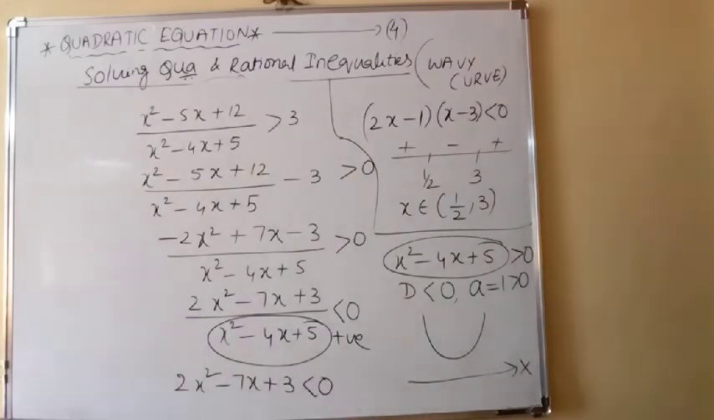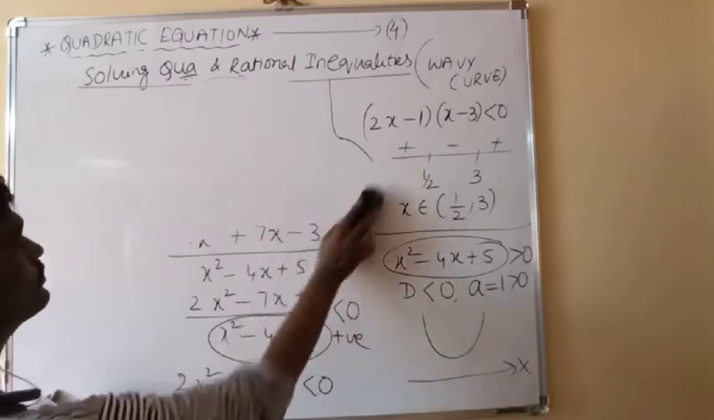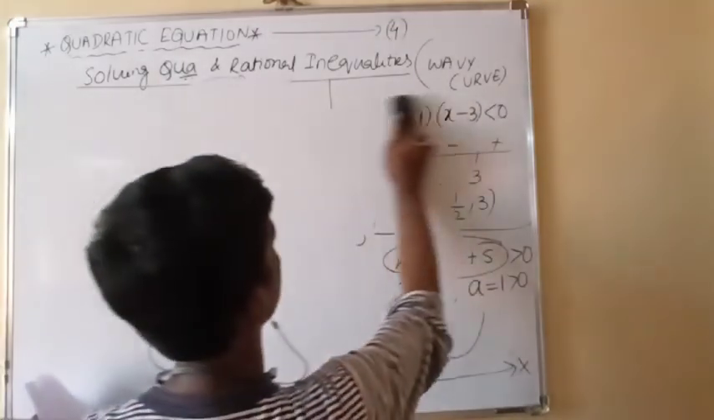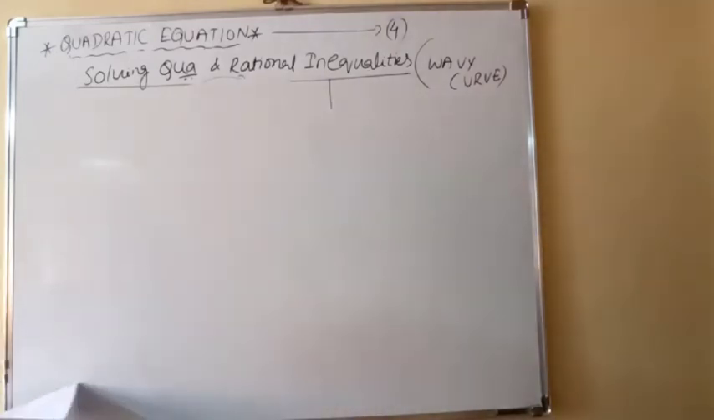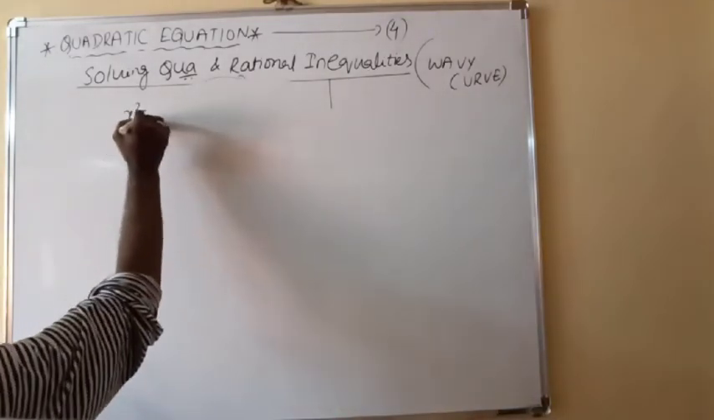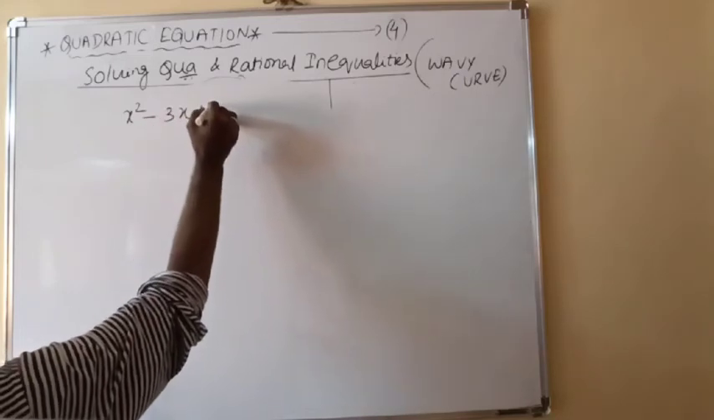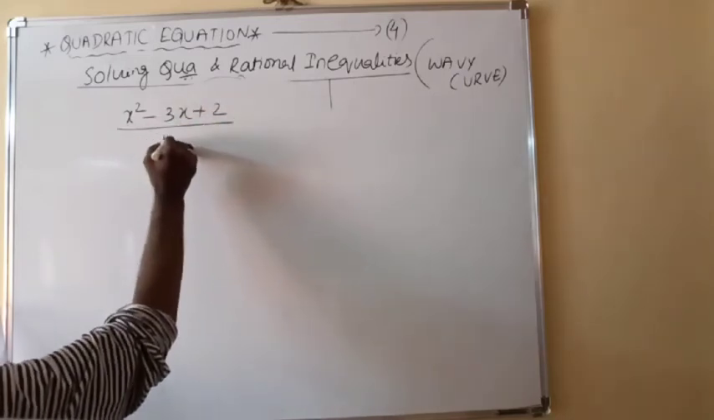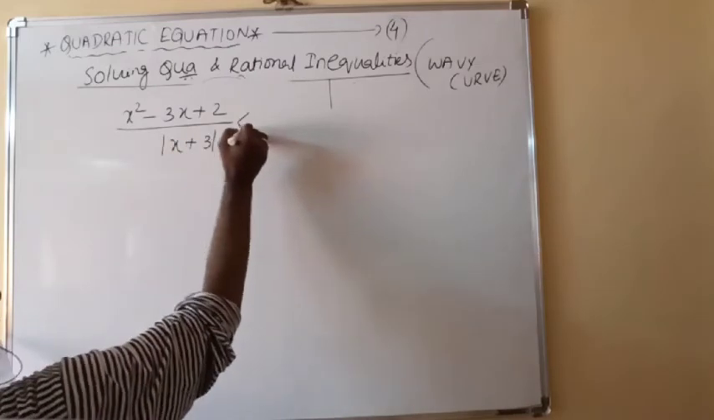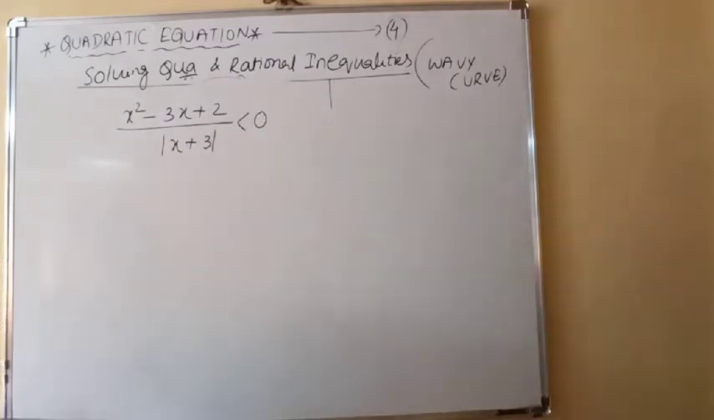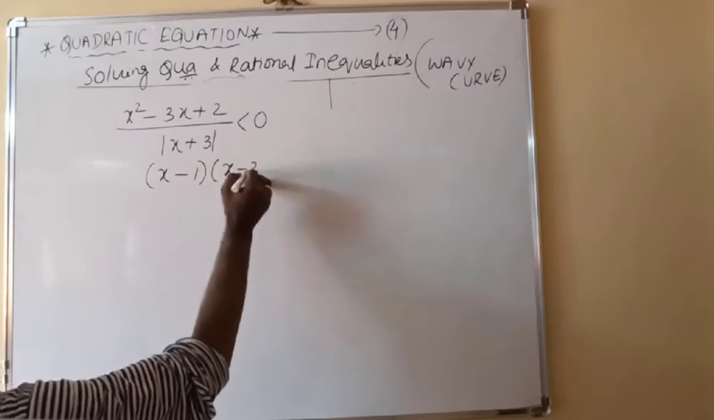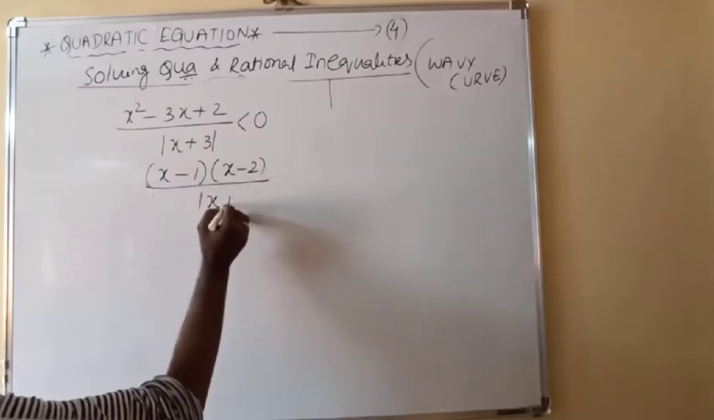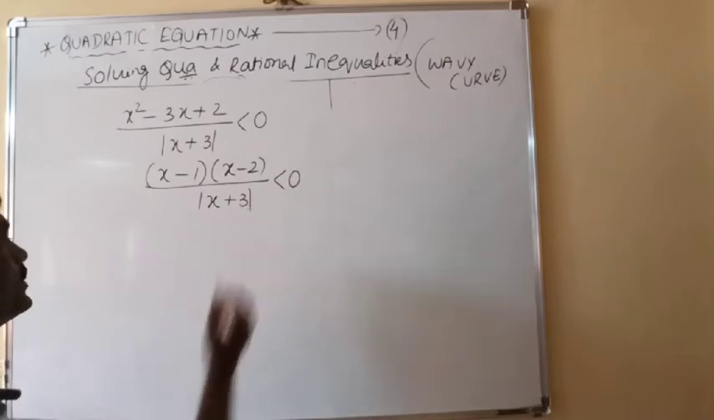Next, problem two. x square minus 3x plus 2 divided by modulus of x plus 3 is less than 0. So if you factorize the numerator, what do you get? (x minus 1) into (x minus 2) divided by mod x plus 3 is less than 0.